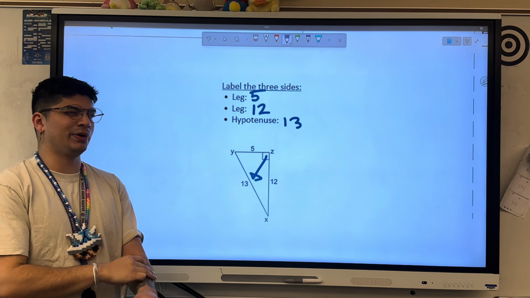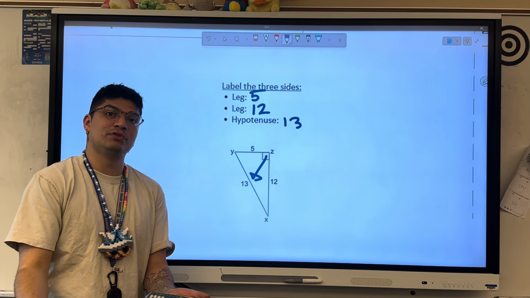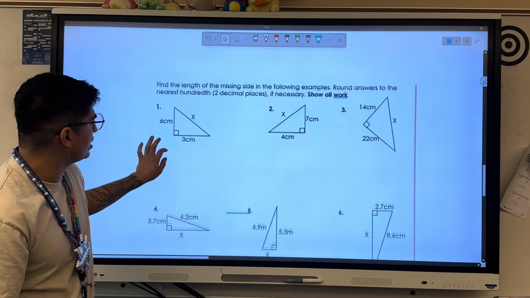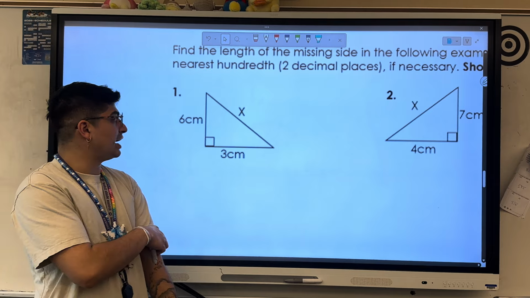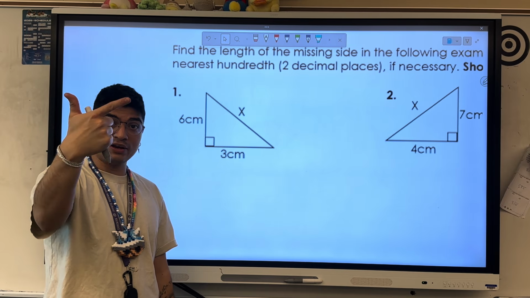But let's see how we can actually use that to find missing sides, which is the whole point of using the Pythagorean theorem. So I'm going to go over some homework questions, and look at this one right here, right? I have a homework question where I am given the A and the B.